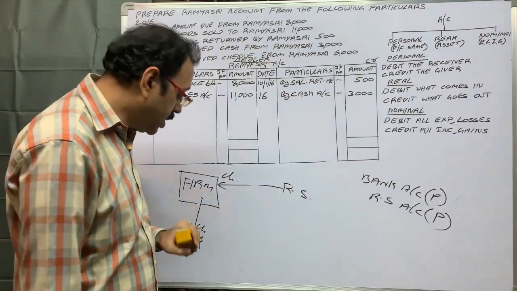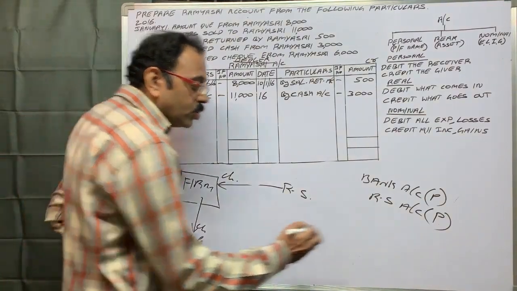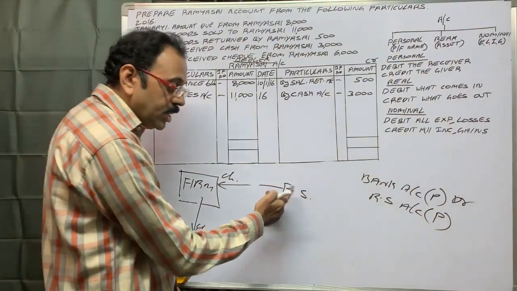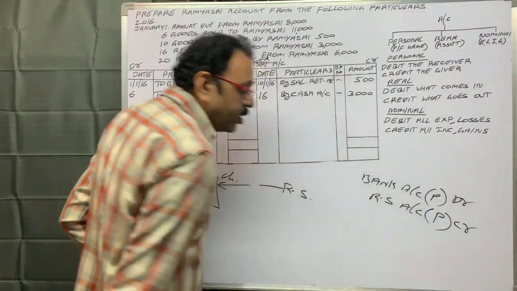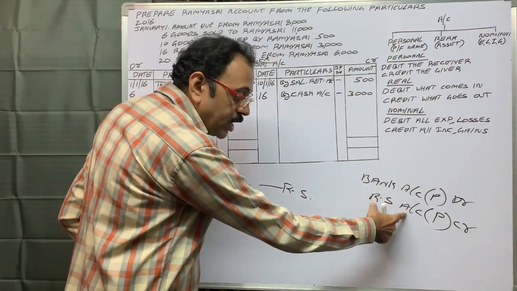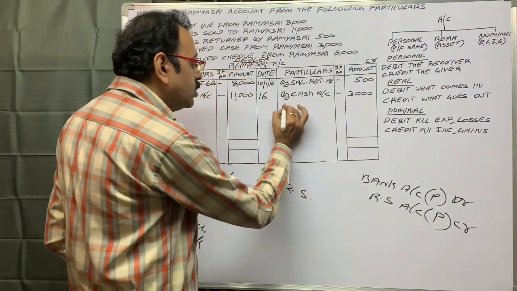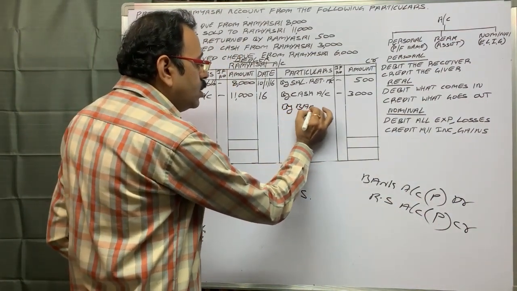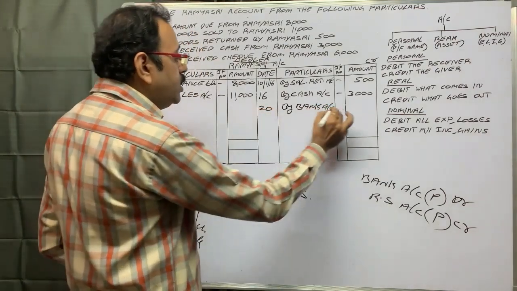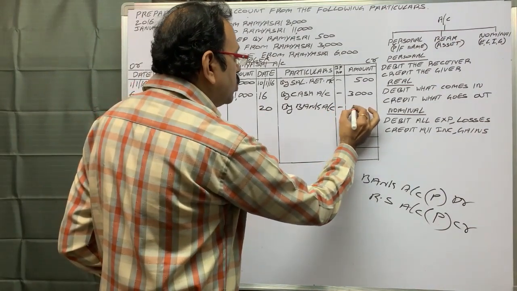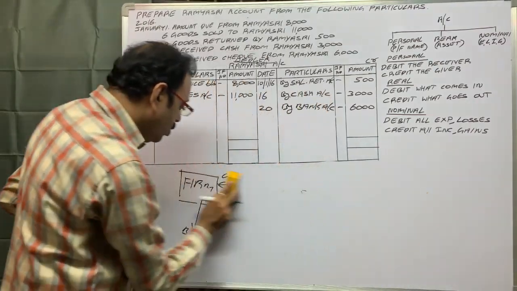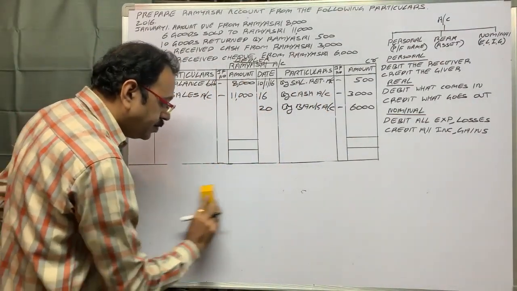Who is the receiver here? Bank is receiving money, so debit bank account. And who is giving that check? Ramyashri. Since she is a giver, credit her. Bank account debtor to Ramyashri account. Ramyashri is in credit, so we have to post on the credit side. What to write? The other side account name, bank. Date 20. 6,000 rupees. Okay. In this manner, we have to post the transactions.